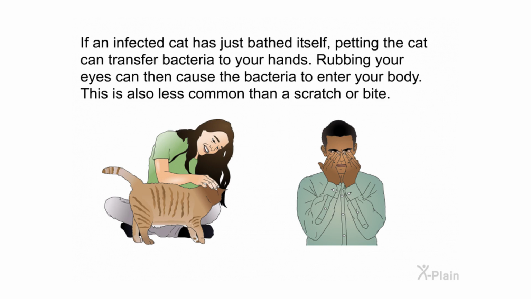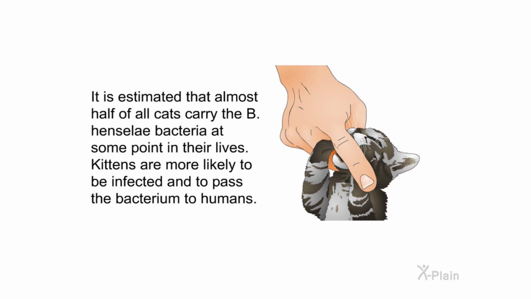If an infected cat has just bathed itself, petting the cat can transfer bacteria to your hands. Rubbing your eyes can then cause the bacteria to enter your body. This is also less common than a scratch or bite. It is estimated that almost half of all cats carry the B. henselae bacteria at some point in their lives. Kittens are more likely to be infected and to pass the bacterium to humans.